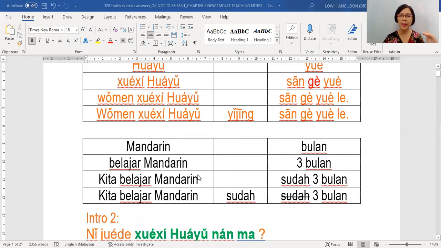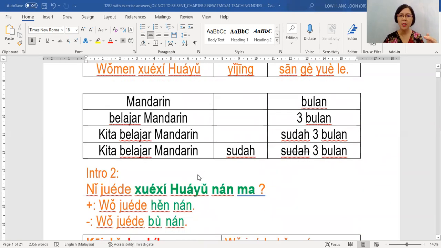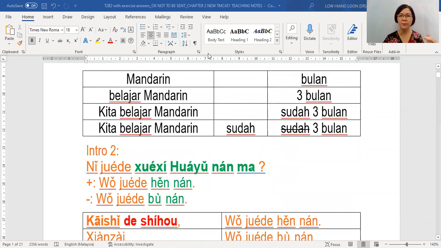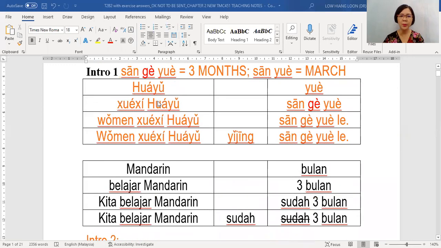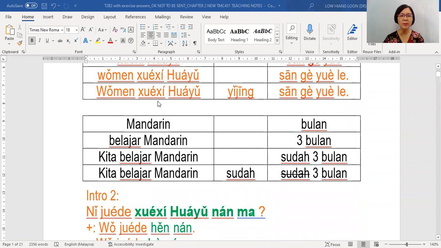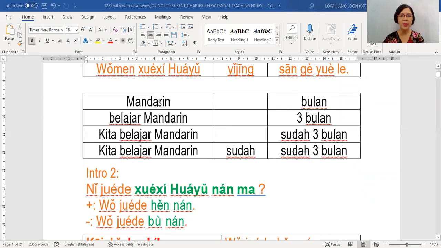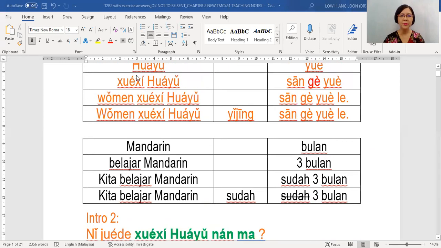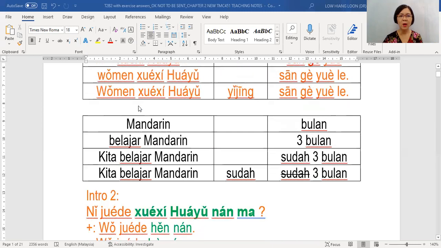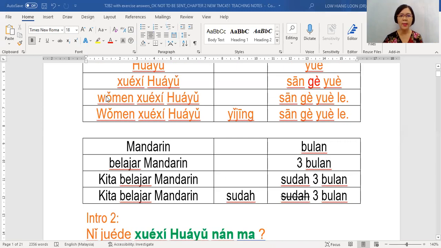Now the teacher hopes you already know how to pop up the words. The teacher shows you the Malay; try to see from Malay, and if you cannot, look at Mandarin. How to say Mandarin? Huayu. How to say learn Mandarin? Xuexi Huayu. We, all of us, 我们学习华语, and add already.